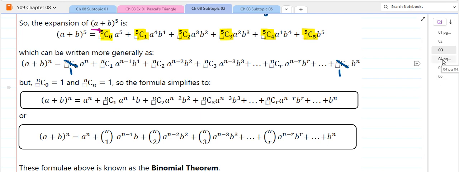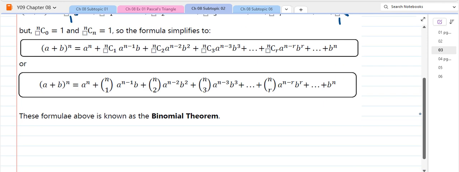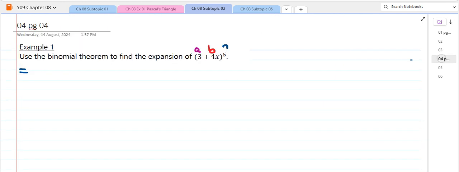Let's begin with using the binomial theorem to find the expansion of this one. First, identify what your A is, which is 3, and then B is positive 4x, and the power n is 5. Let's proceed with the expansion. As you can see in the formula, you begin with a to the power of n. Here your a is 3, and the power n is 5.